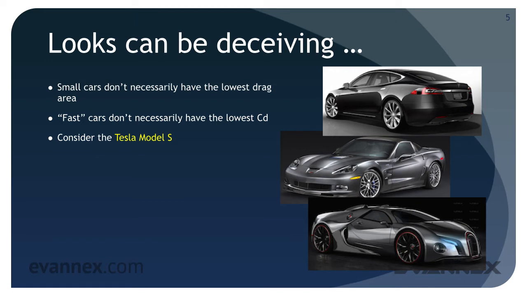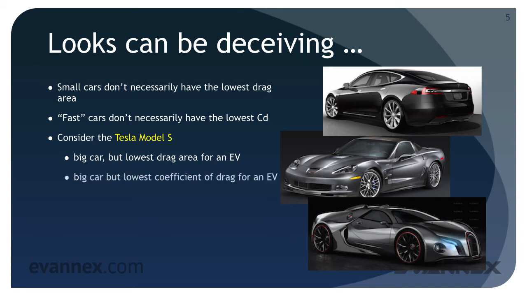Consider the Tesla Model S. It's a big car, but it has the lowest drag area of any production EV to date. It also has the lowest coefficient of drag for any production EV to date. The Tesla Model S has a drag coefficient of 0.24. That's shockingly lower than the Corvette ZR1 with a drag coefficient of 0.28, and surprisingly, much lower than the $2.1 million sports car, the Bugatti Veyron, with a drag coefficient of 0.36. So to get good range, an EV must be slippery.